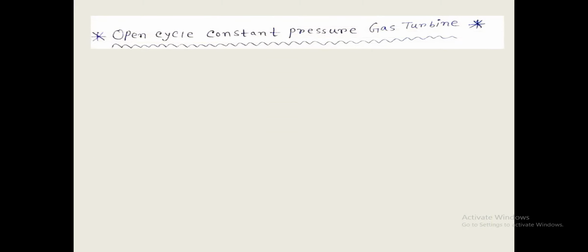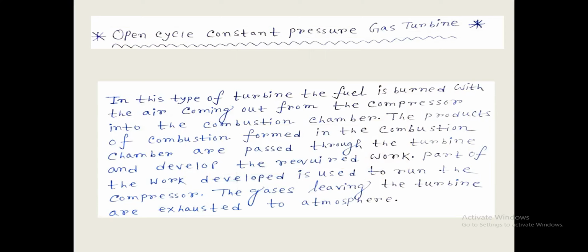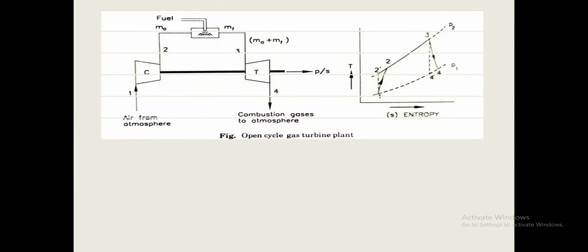Let's discuss the open cycle constant pressure gas turbine. In this type of turbine, the fuel is burned with the air coming out from the compressor in the combustion chamber. The products of combustion formed in the combustion chamber are passed through the turbine and develop the required work. Part of the work developed is used to run the compressor. The gases leaving the turbine are exhausted to atmosphere. This is the open cycle gas turbine plant, and this is the temperature versus entropy diagram.